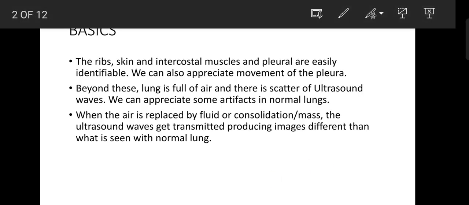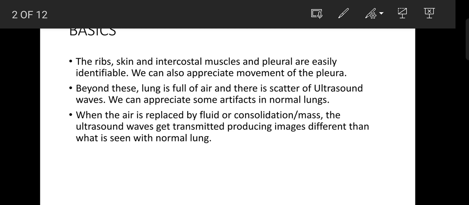Here we will talk a little basics about lung ultrasound. The ribs, the skin and soft tissue, the intercostal muscles and pleura are easily identifiable. We can also appreciate the movement of the pleura. Beyond this, the lung is full of air and there is scatter of ultrasound waves everywhere. We can appreciate some artifacts in normal lungs.